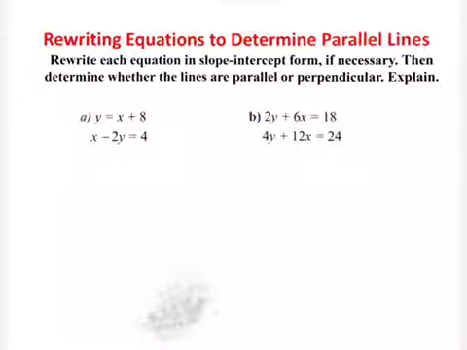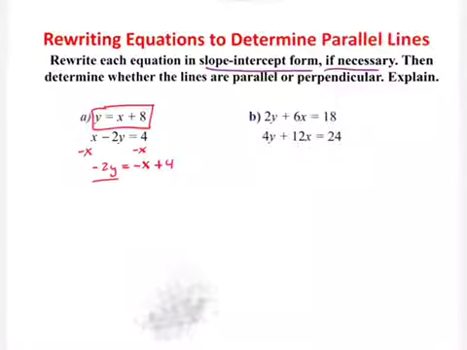Here we want to rewrite the equations in slope-intercept form, if necessary, so it might not be necessary. Then determine whether the lines are parallel or perpendicular and explain how we know. So in part A, this one is already written perfectly, so we're going to leave it alone. But the second equation, we're going to have to move the x away, and then we'll divide by -2.